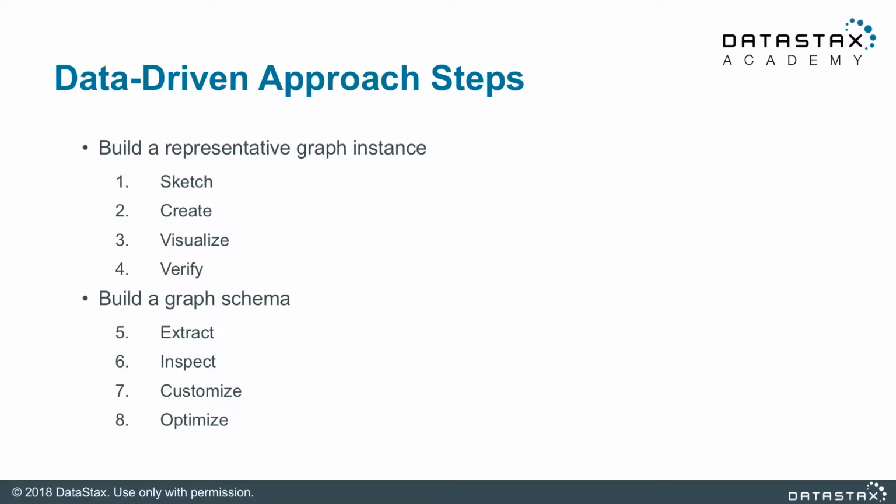Now that might sound kind of complicated, but we're going to work through an example data-driven approach so you'll see how it all works. These are the steps we're going to follow. We'll start by drawing a picture to help us formulate our idea. We'll create instance data, and lastly, we'll visualize that data to verify its correctness. Once we're reasonably confident that our instance data is good to go, we'll take a look at the resulting graph schema and make the necessary customizations and optimizations.